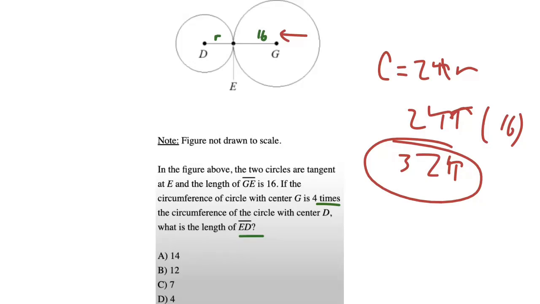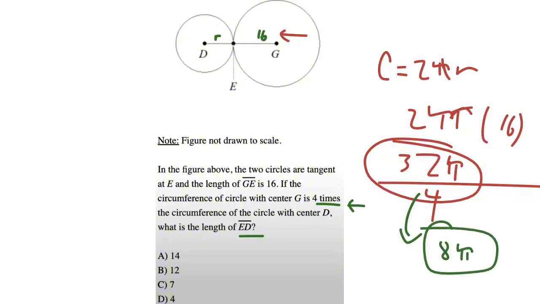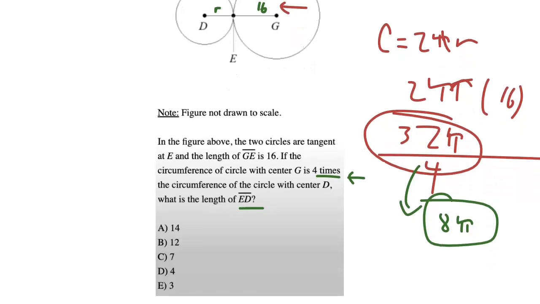So what we can do is just size this down to find the circumference of circle D, right? So we can just divide this by 4, because it's given in the problem here. And so 32 pi over 4 is just 8 pi. So now we have the circumference value of circle D. And so we need to reverse engineer this entire problem with the circumference equation.